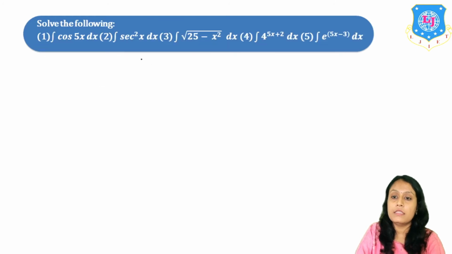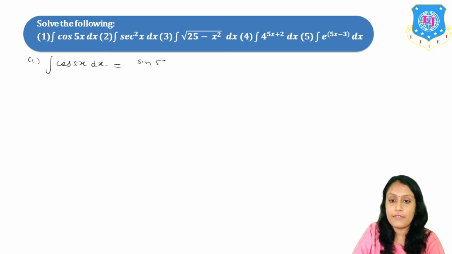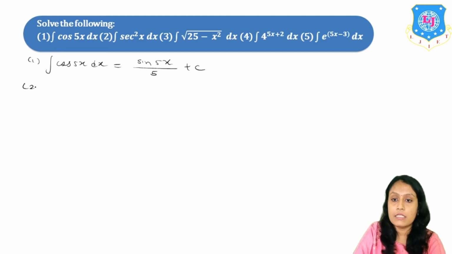Now let's start with the examples. The first example is integration cos 5x dx. This is a simple integration. Apply the integration of cos formula, so it is sin 5x. Now the coefficient of x is 5, so divide it by 5, plus c. Next is integration of sec square x dx. This is a direct formula, which is tan x.